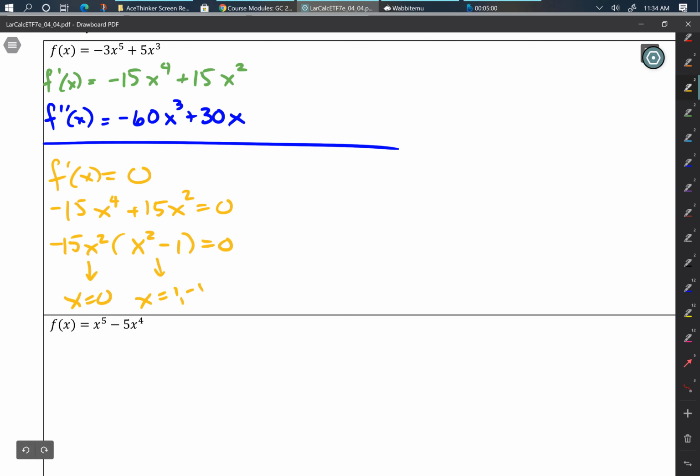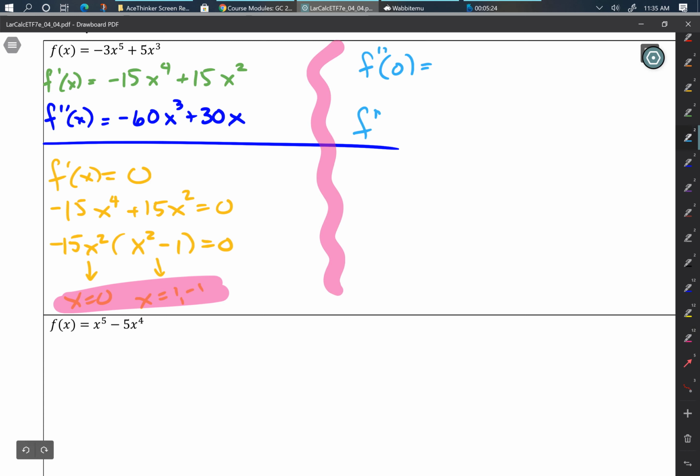So all of these values right here, 0, 1, -1, these are all potential candidates for extrema. Right? Now what we need to do is evaluate each of those in that second derivative. That is, we need to find out what is f double prime of 0. Right? What is f double prime of 1, and what is f double prime of -1?